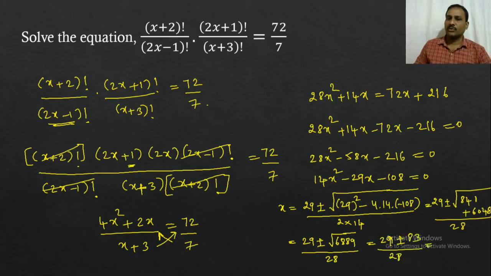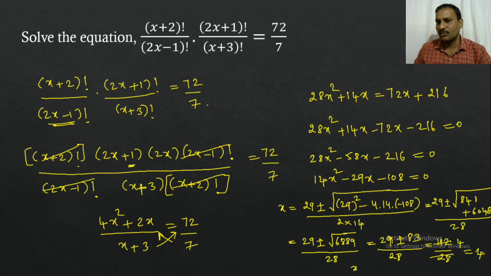So if you take 29 plus 83, how much is it? 112 by 28. If you consider the negative value, 29 minus 83, you will get a negative value. Therefore, you cannot take that x value. Therefore, 112 by 28, that is 4. So x is equal to 4 is the right answer for this. Only the simplification.